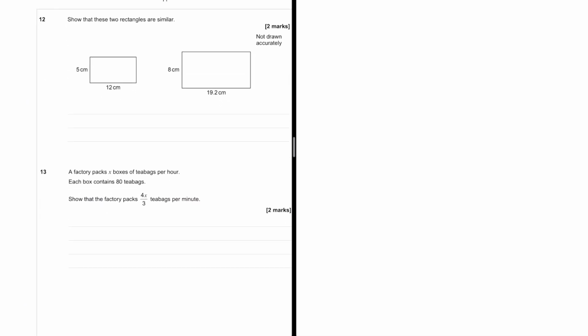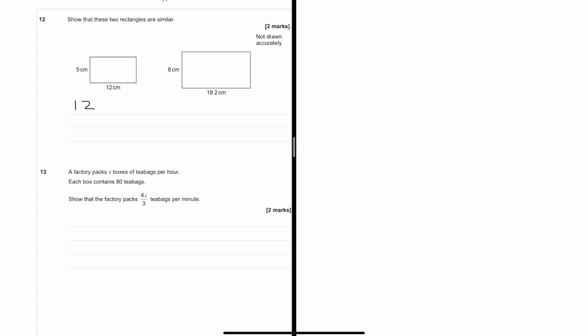For question 12, we're asked to show that the two rectangles are similar. What does it mean by similar? Well, there's a number of different things, but essentially, for a similar rectangle, the ratios between the width and the length should be the same. So there's a number of ways we can do this, but we can either compare the ratio between the widths of each rectangle or the height of each rectangle, or just for each one individually, we can work out the ratio between the width and the height. So let's go with that approach.